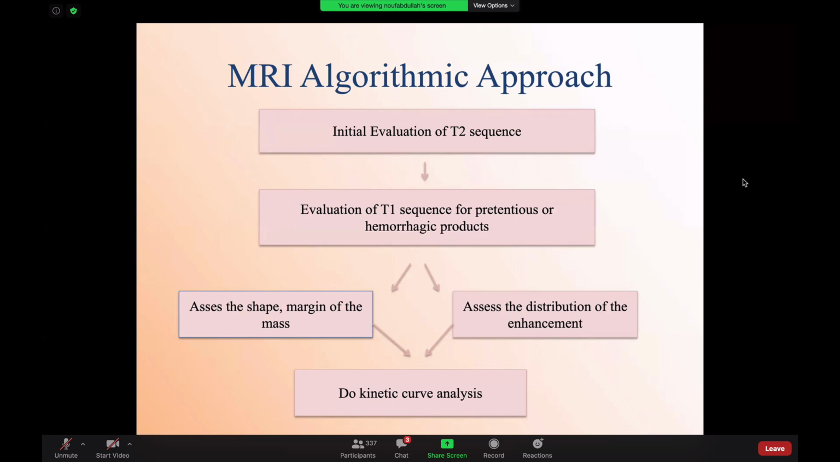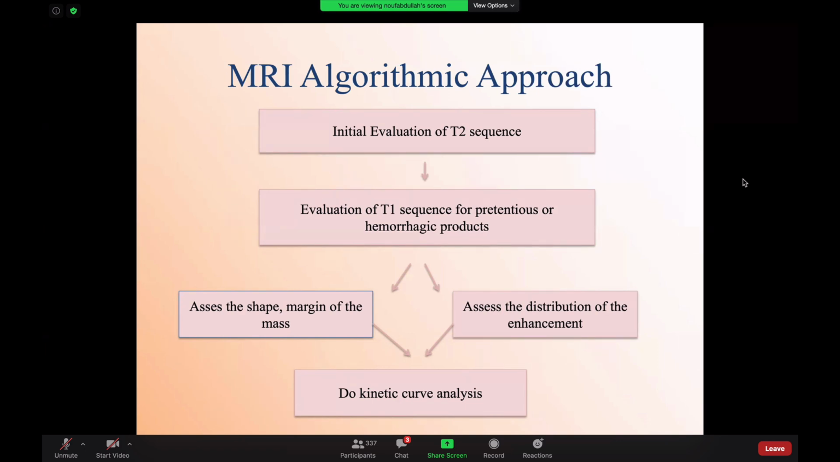So what's your MR algorithmic approach? How do I approach the lesion on MRI? The first thing I always do, I always say my first step is I look at the MIP image. The MIP image will give you a quick idea about how the breast is enhancing. Once I see an area that is enhancing, I will go to assess that area on the T2 sequences. Is it bright signal intensity, or is it intermediate or isointense? If it's bright, it's usually benign. If it's isointense, I would be careful and suspicious about it. And then you will go to T1 sequences.